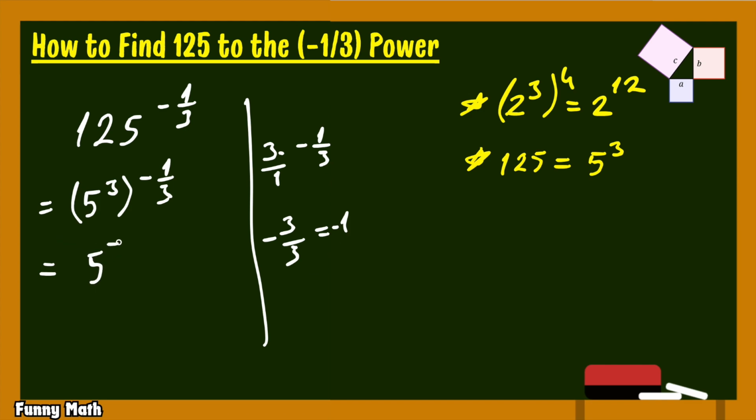Let's write instead. Our last rule is that in exponents, the number is reversed when the exponent is negative 1. If we reverse 5 to the power of negative 1, we find the answer 1 over 5.